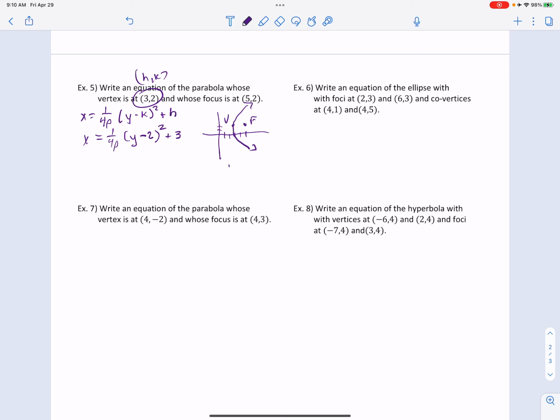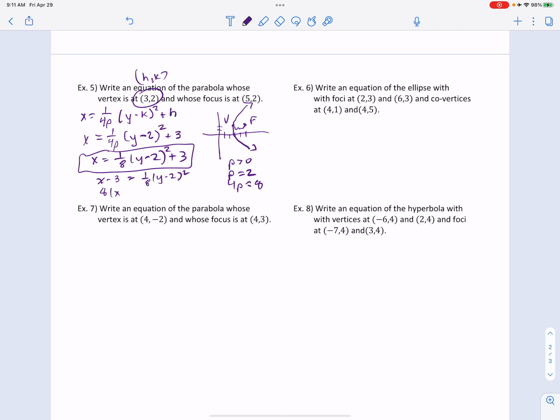Well, because it opens to the right, p is positive, and the distance between the vertex and the focus is p units. So p is a positive 2. That means 4p is 8, and your equation is this. And I am good with that. I think because of the way the textbook gave the equations, they are going to subtract the 3, multiply by the 8, and leave it 8 times the quantity.